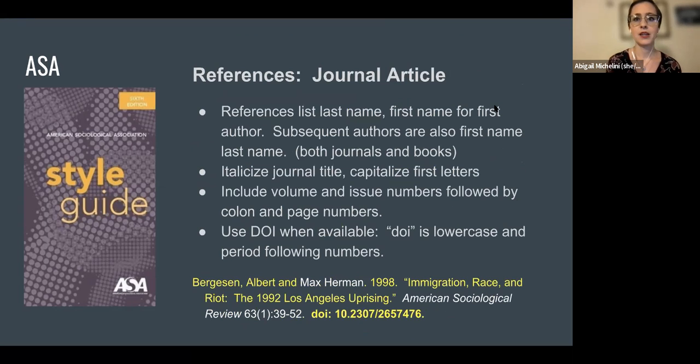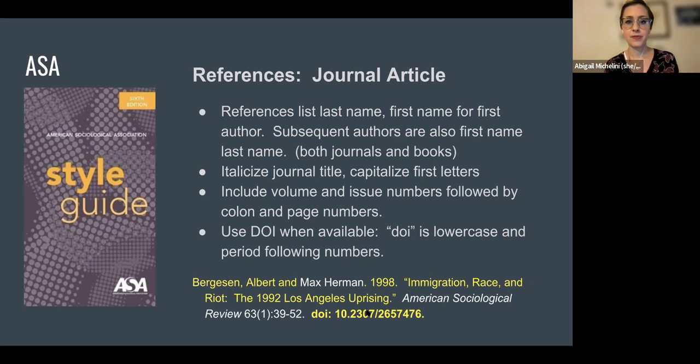Okay. Journal articles, the reference list is by the last name and first name, so the same alphabetical. Italicize the journal article, capitalize the first letter of each word, so it's a little bit different than APA again, and use the DOI the old way that APA used to do it, where you put the DOI lowercase and then the period and a period following the numbers and all the numbers. It's not a live link.